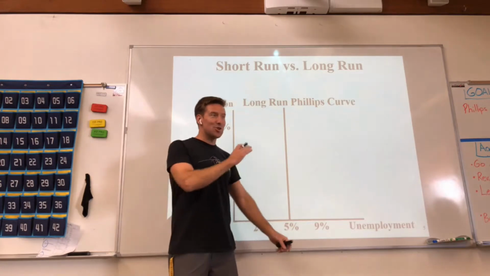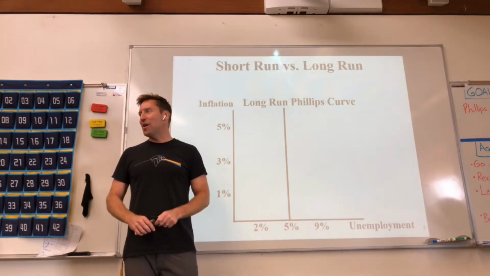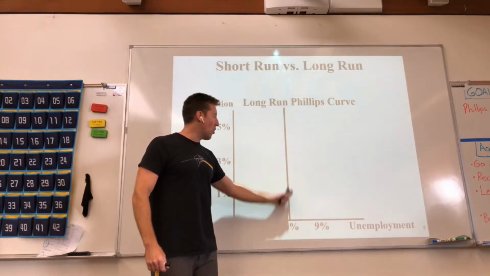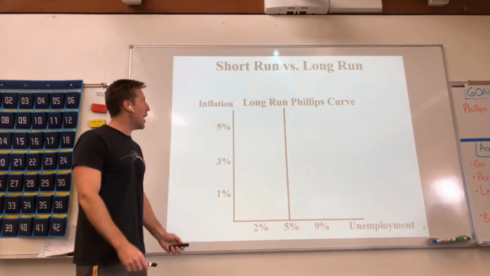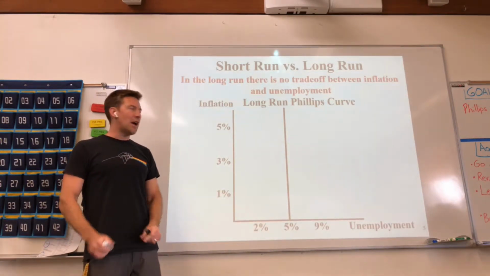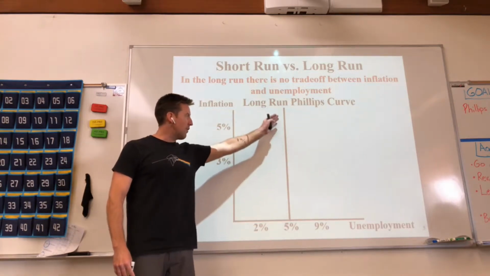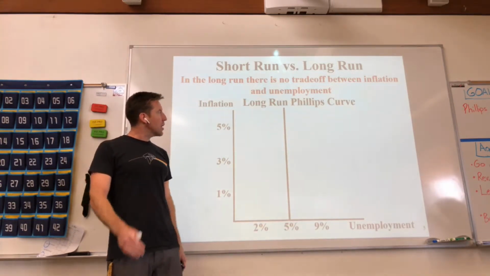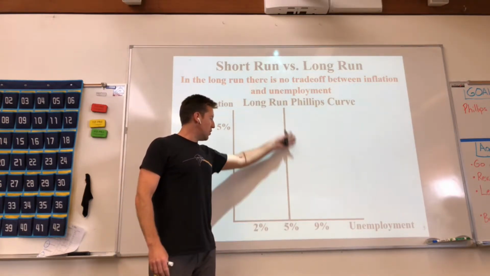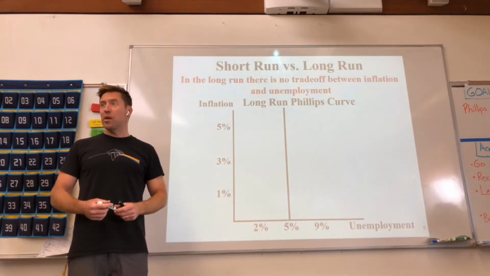If there is a short run Phillips curve, guess what we have to have for fun? A long run Phillips curve. Where will that long run Phillips curve live? In its happy place at the natural rate of unemployment. So our natural rate of unemployment is between 4 and 6%, and for the sake of having a line that's not too thick and awkward looking, we'll just put 5. So our long run Phillips curve is going to occur at our natural rate of unemployment.